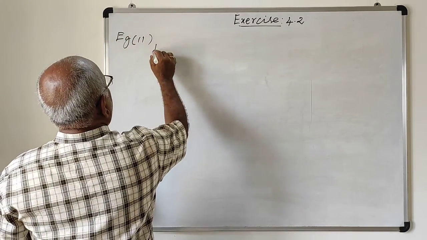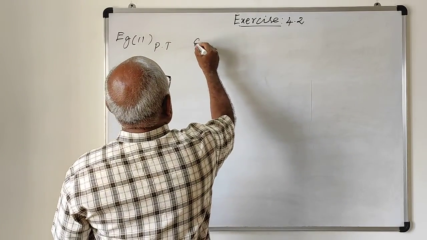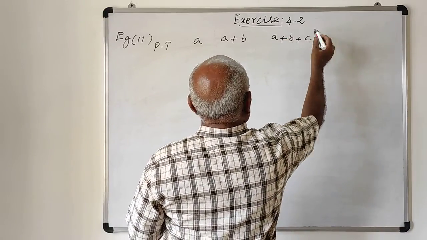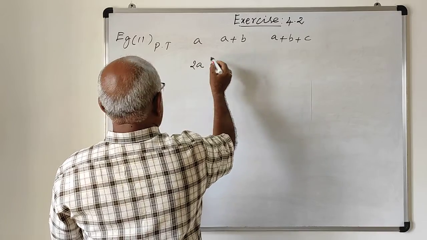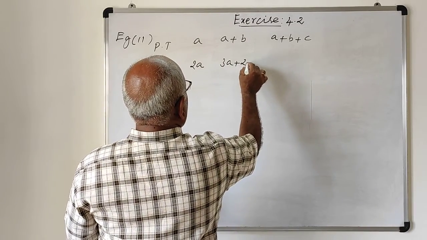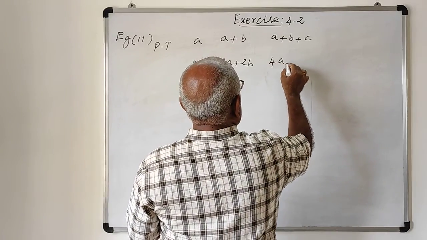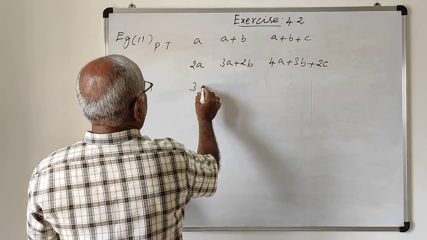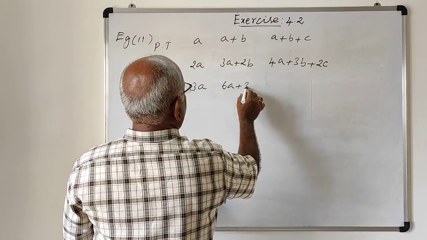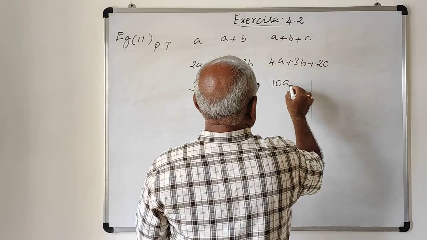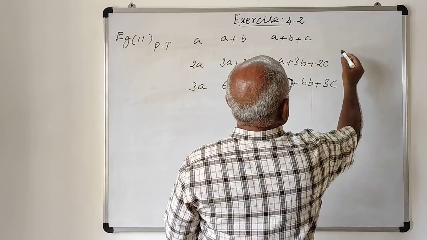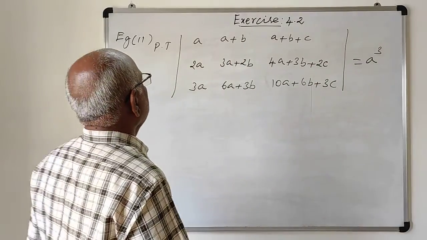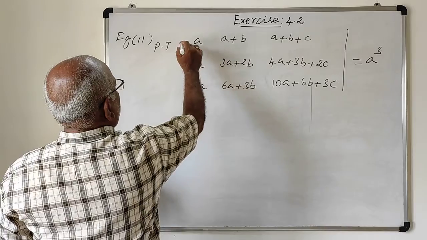Prove that the determinant with first row A plus B, A plus B plus C; similarly 2A, 3A plus 2B, 4A plus 3B plus 2C; and 3A, 6A plus 3B, 10A plus 6B plus 3C; is equal to A cube. This is what we have to prove.